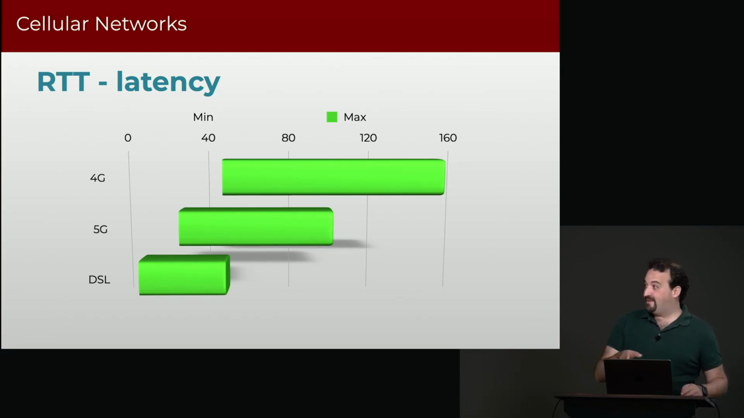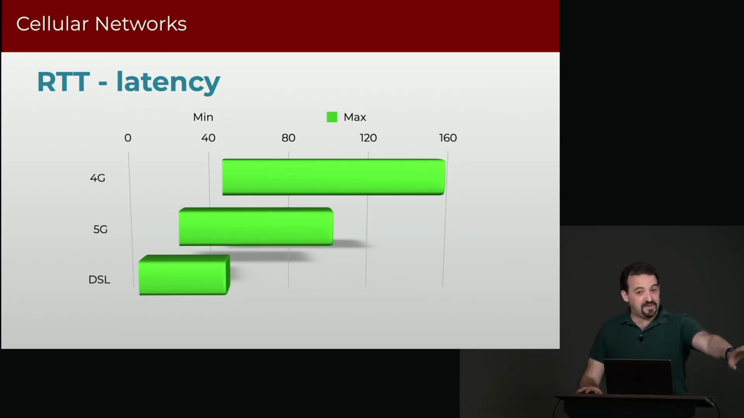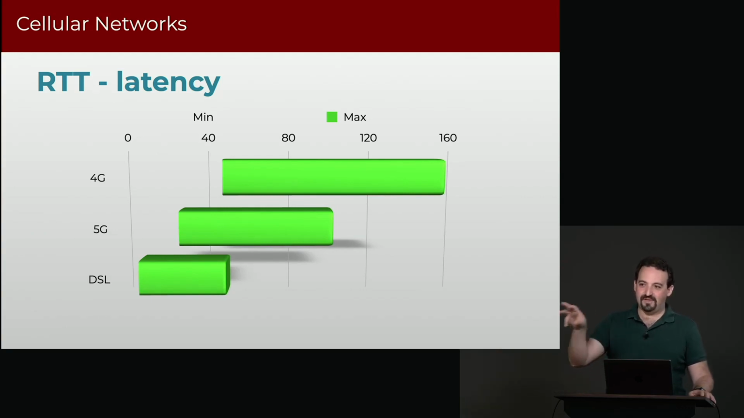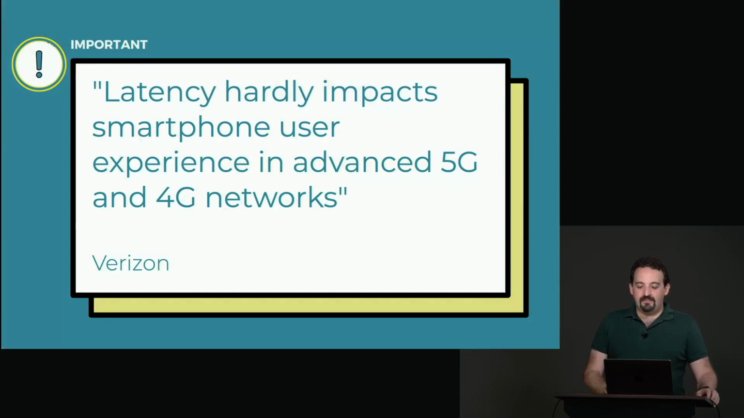So compared with DSL, where you can get 10, 12, 15, it's still high. Yeah, much better than 3G, I agree. But it's still a problem. And remember, this latency applies to every request that your website makes to the server, because it's an upload, okay, and then you get the response. So Verizon, on their website, says that latency hardly impacts smartphone user experience in advanced 5G and 4G networks. That's a statement from their website.